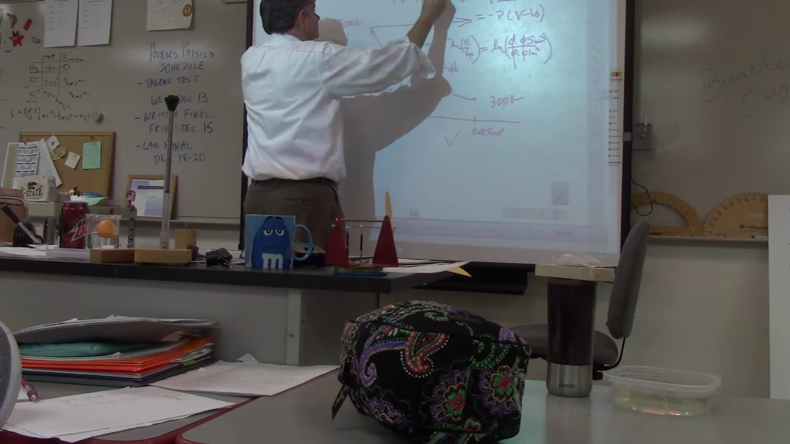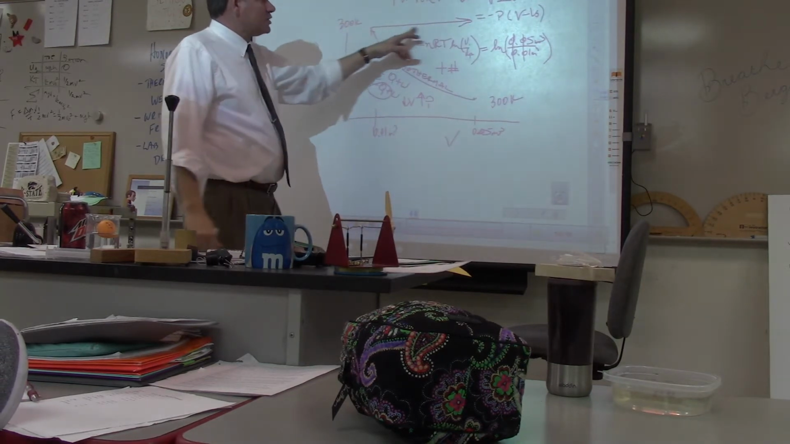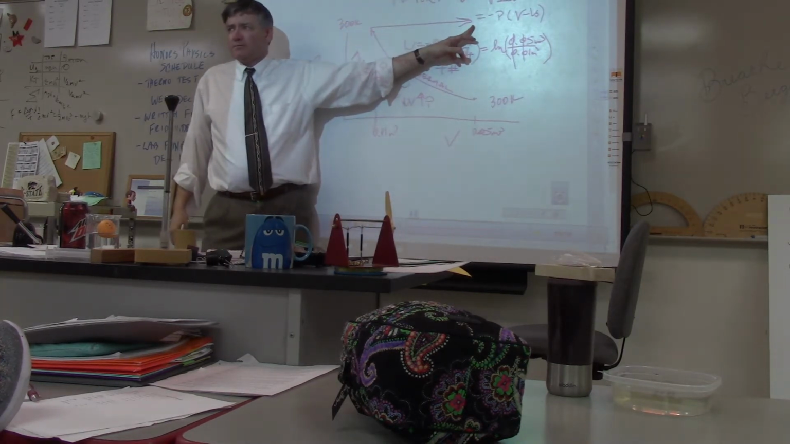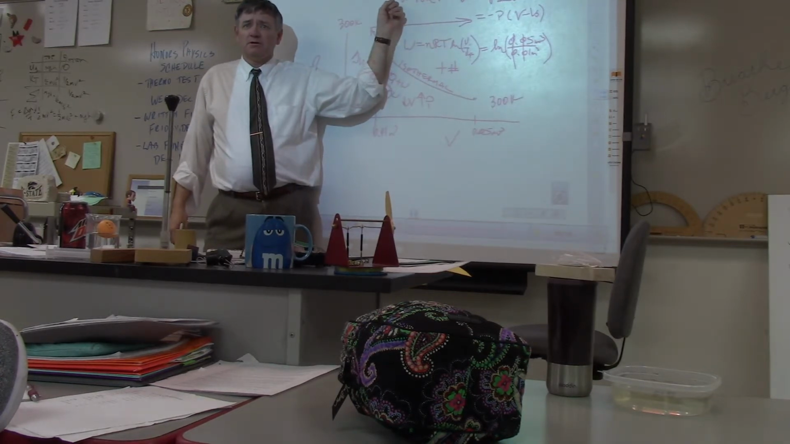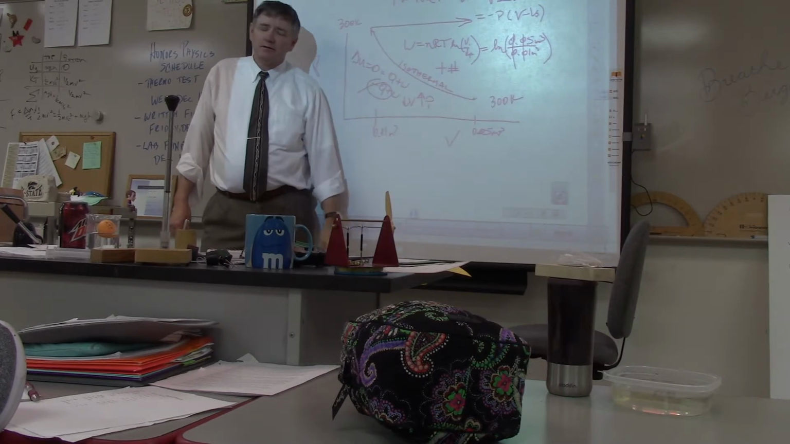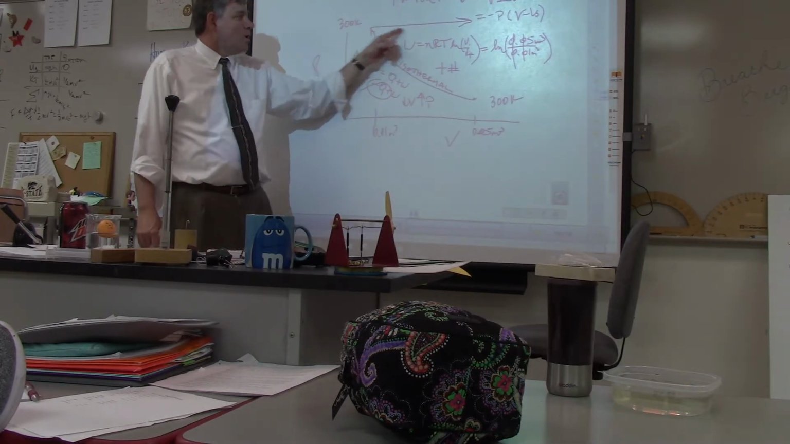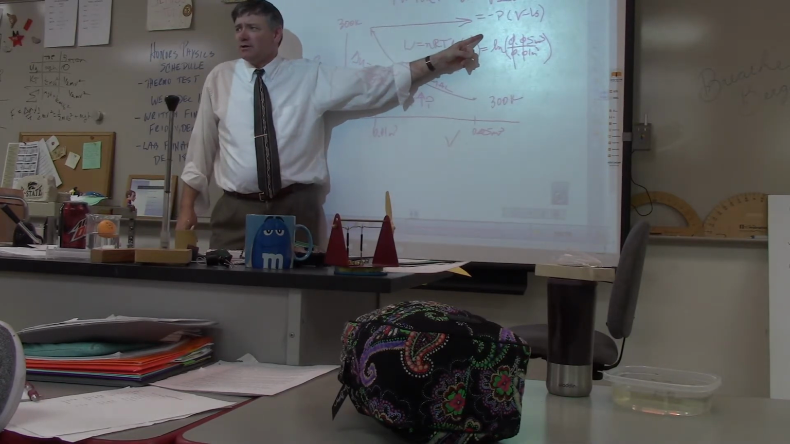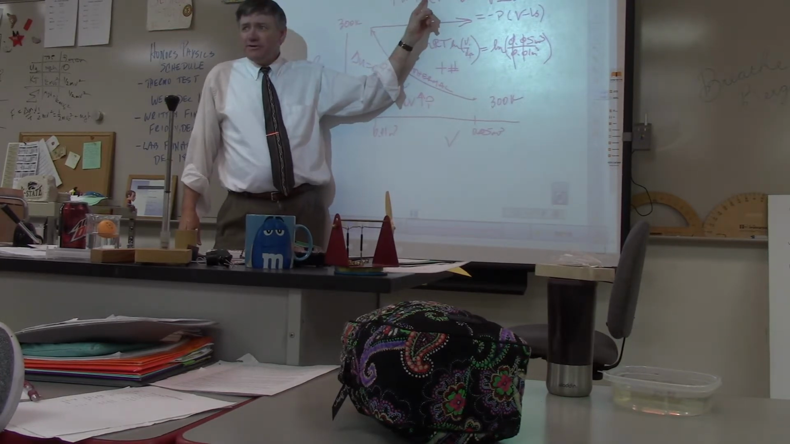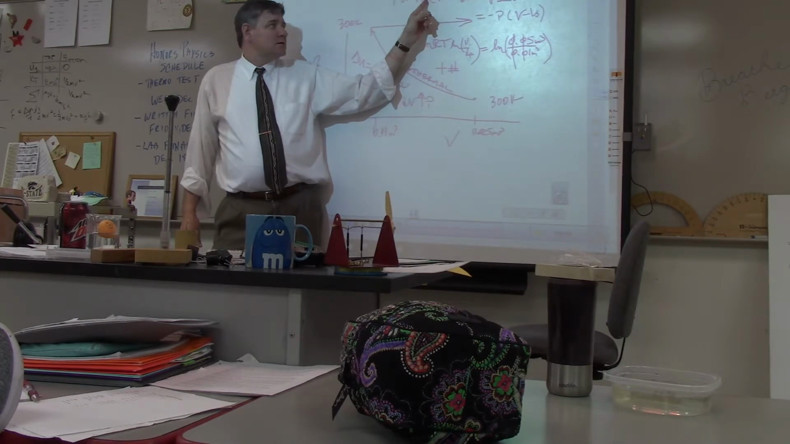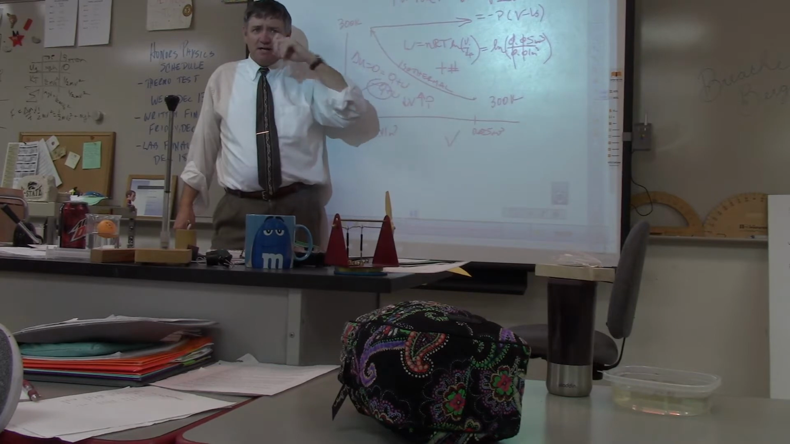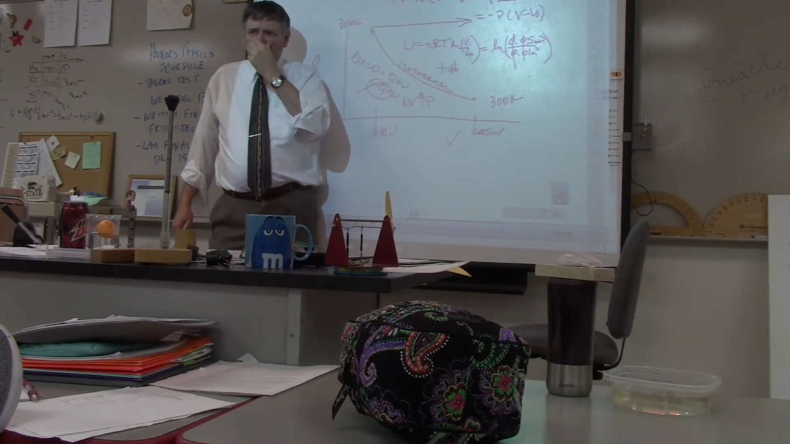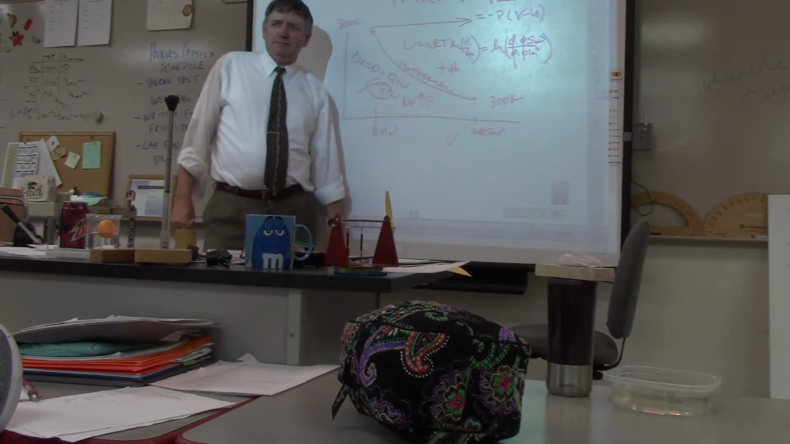PV equals nRT. As you go across, what happens to the volume? It increases. What happens to the pressure? Nothing! What happens to n and R? They stay the same. So if the volume gets bigger, the temperature has to get bigger.